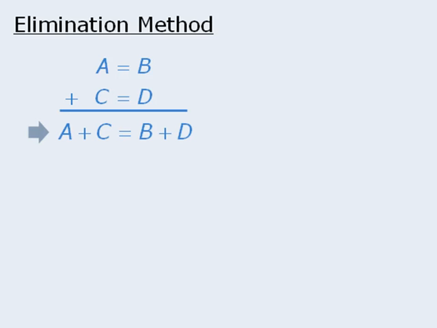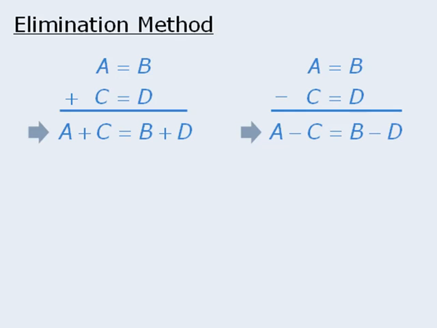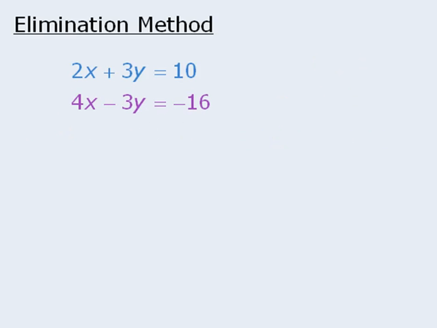This technique relies on the following properties. First, if A equals B and C equals D, then if we add the left-hand side and add the right-hand side, the results will be equal. Similarly, if A equals B and C equals D, then the difference on the left-hand side will equal the difference on the right-hand side.